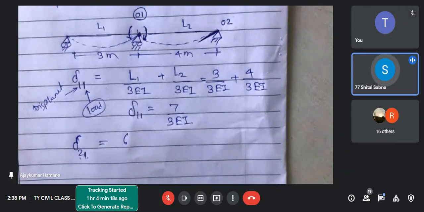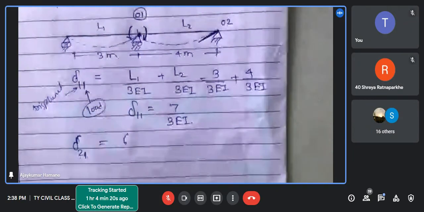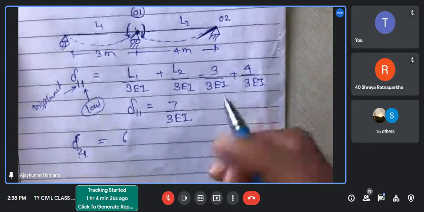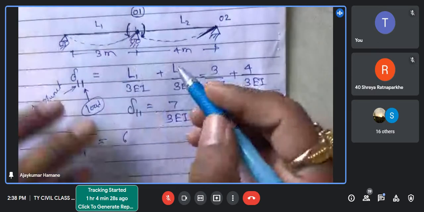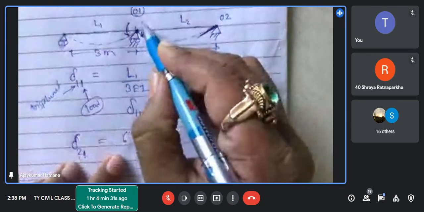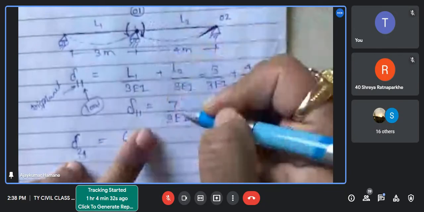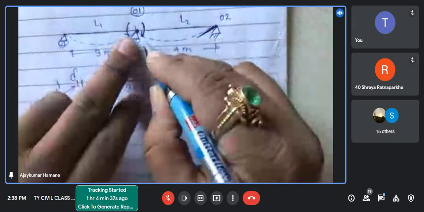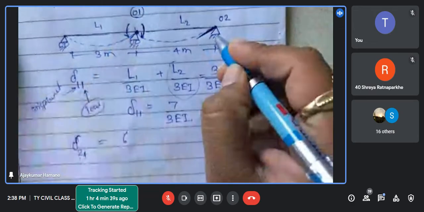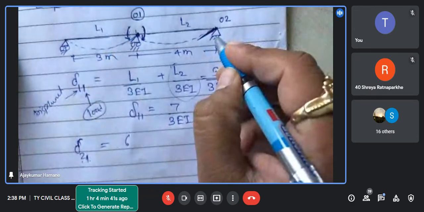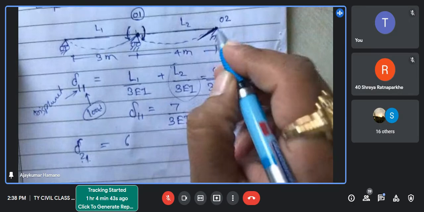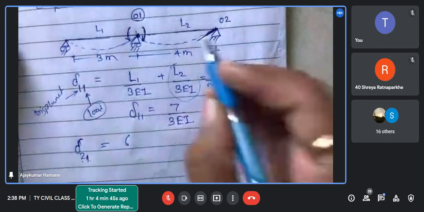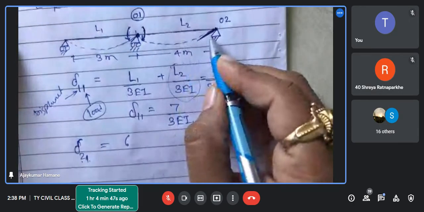MEL by 2 EI. Okay. Correct. Now see here. When we have the moment at this position, displacement is L by 3 EI. So always the carryover moment will be half of that one. Correct, students?